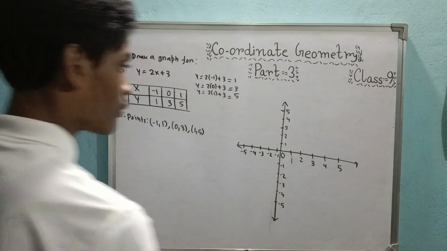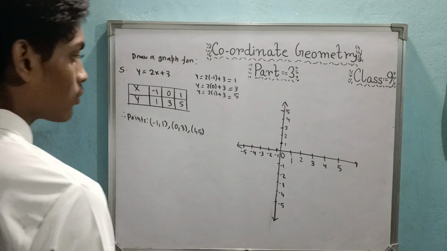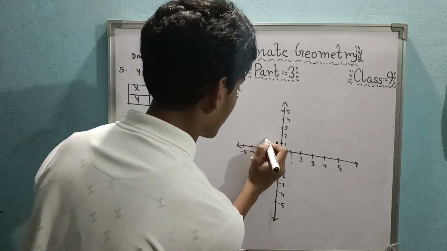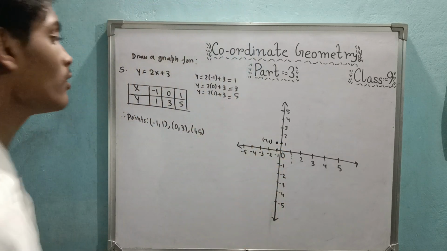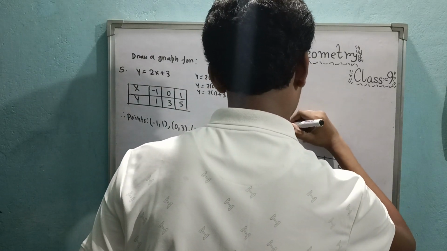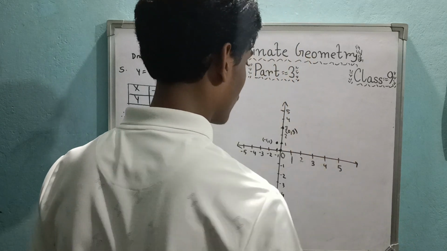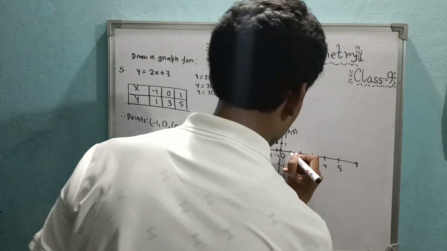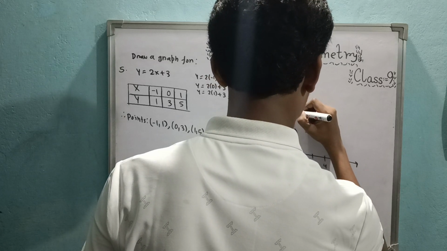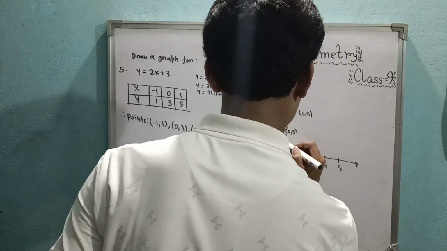-1, 1. So -1 unit on the x-axis, 1 unit on the y-axis here. These two seem to be intersecting quite beautifully around here. That is the point -1, 1. Then is 0, 3. 0 units on the x-axis, 3 units on the y-axis. So this is the point here. This is 0, 3. Then comes 1, 5. 1 unit on the x-axis, 5 units on the y-axis. They seem to be intersecting here. This is 1, 5.